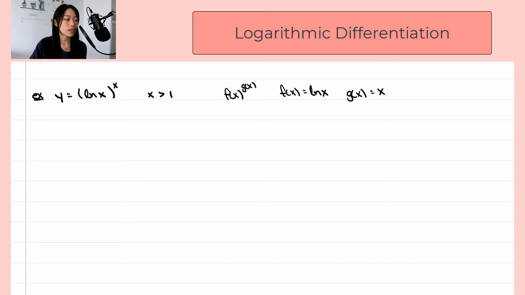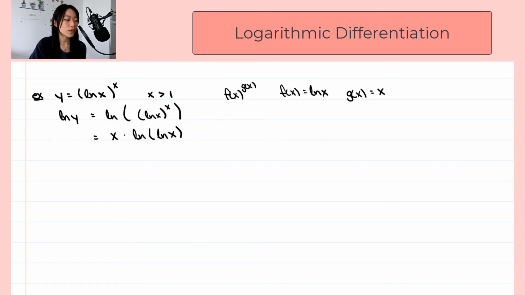The first step is to take ln on both sides. The left-hand side is ln of y and the right-hand side is ln of (ln of x) to the power of x. Then we use the log property to bring the exponent x in front of ln. So this equals x times ln of ln of x.